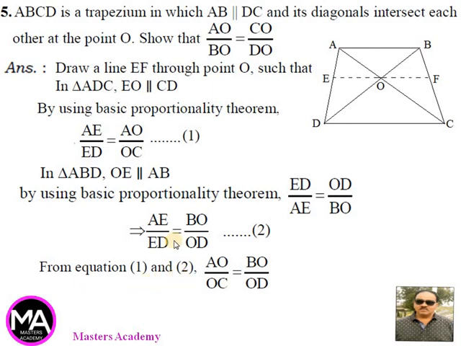From equation 1 and 2, AO by OC is equal to BO by OD, which implies AO by BO is equal to OC by OD.